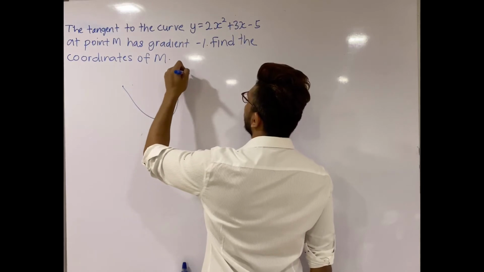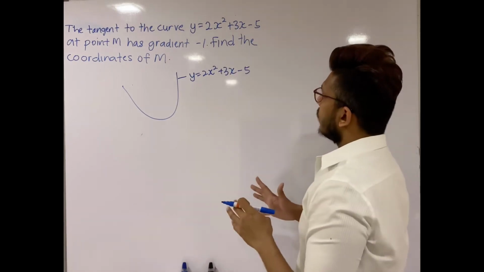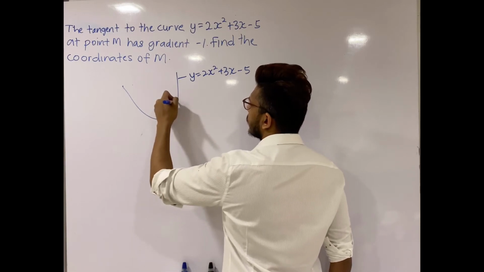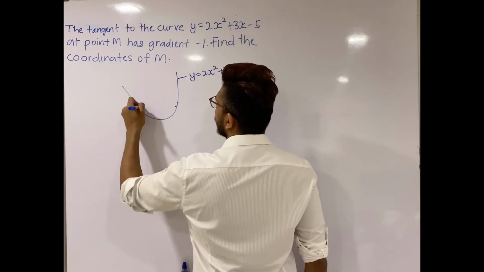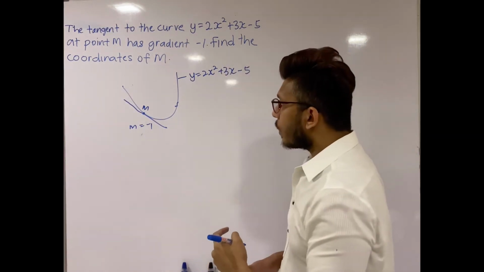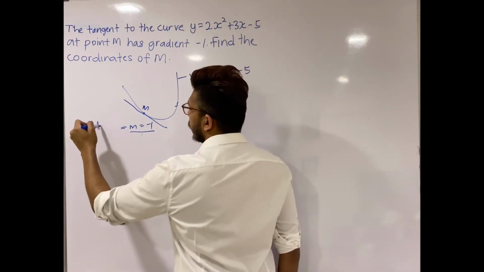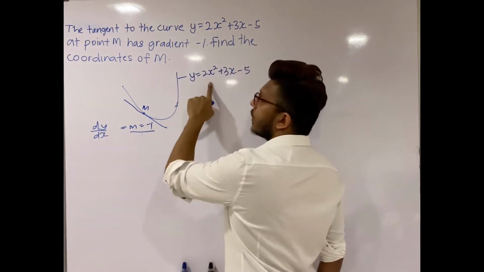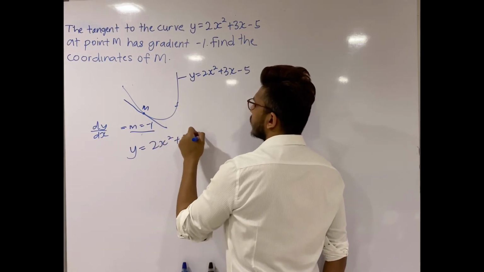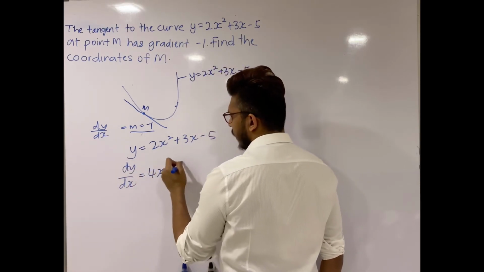You have a curve with y = 2x² + 3x - 5. Then you also have a point M. Let's just put the point M here. And it has a gradient of -1. So what I'm going to do now is, in order for you to find the gradient, it is equivalent to dy over dx. So I'm going to differentiate this equation. y is given as 2x² + 3x - 5. dy/dx is going to be 4x + 3.